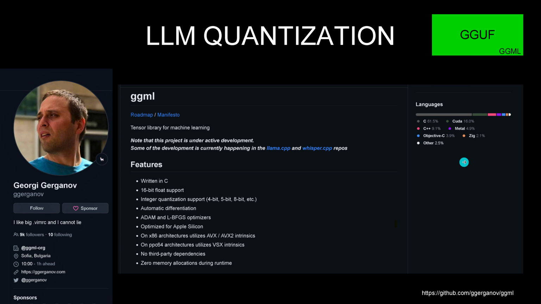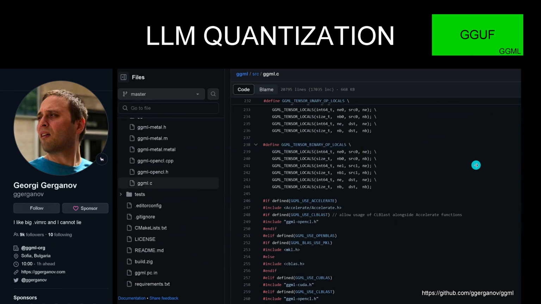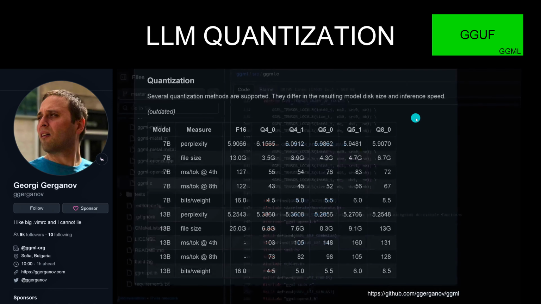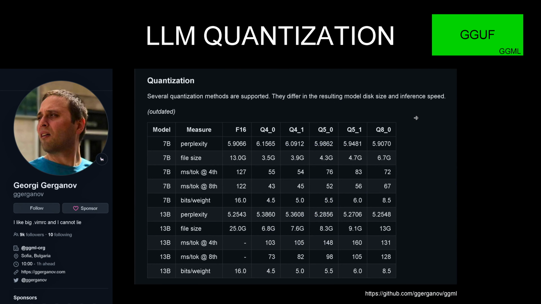Beautiful. See here the distribution of languages. Great. If you want to see, of course, the ggml.c file, here you have 20,795 lines of code. Please make a deep dive.